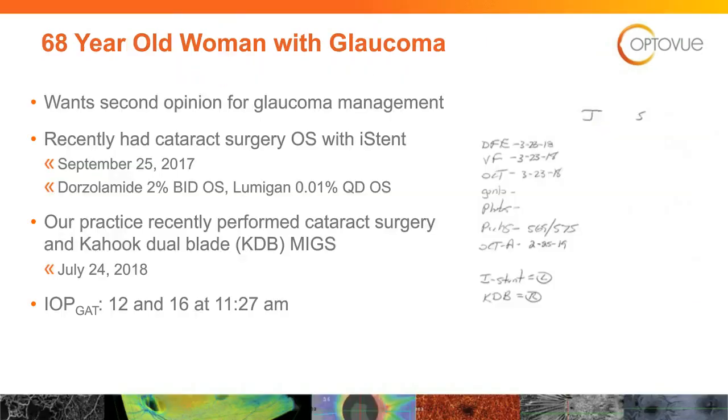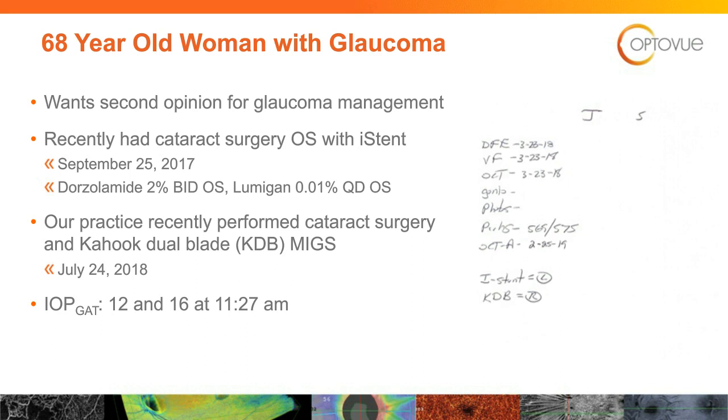I'm going to go through a glaucoma patient here. This was a 68-year-old woman with glaucoma who wanted a second opinion on her glaucoma treatment. She recently had cataract surgery with an eye stent on September 25th, 2017. She's currently still using dorzolamide 2% twice a day, Lumigan once a day in the left eye.